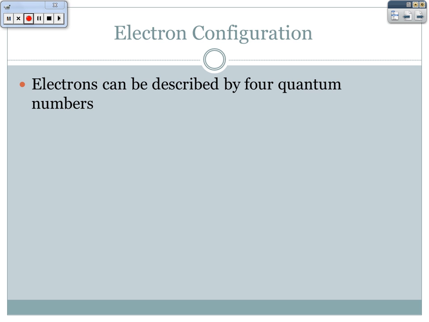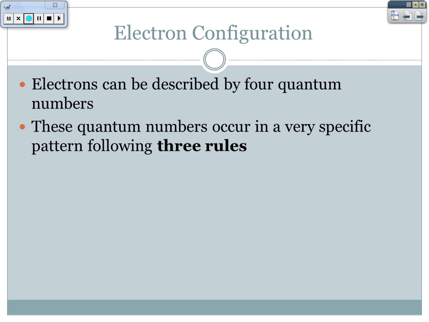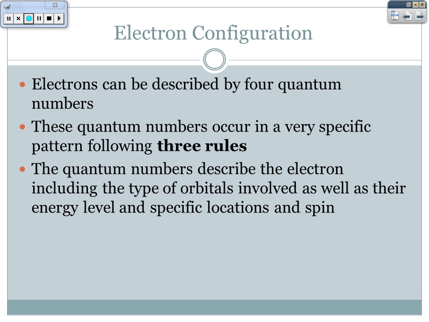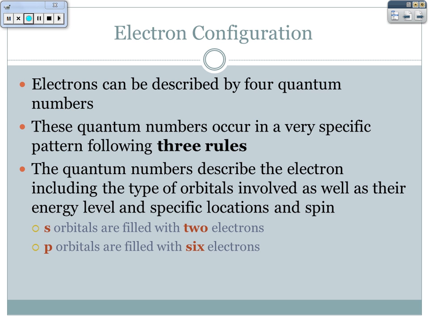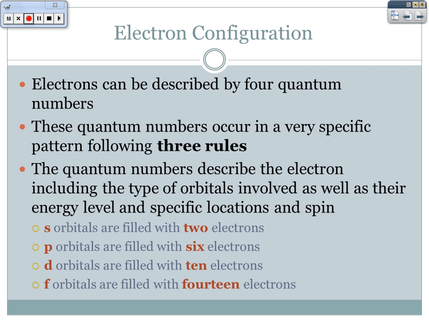So we know that electrons can be described by 4 quantum numbers, and that these quantum numbers occur in a very specific pattern that follows 3 rules. And these quantum numbers, you know this, describe the electron, including the type of orbitals involved, as well as their energy level, specific locations, and spin. Just as a reminder, s orbitals are filled with 2 electrons, p orbitals with a total of 6 electrons, d orbitals with 10, and f orbitals have a total of 14 electrons. Those are some things that you knew already and to keep in mind.